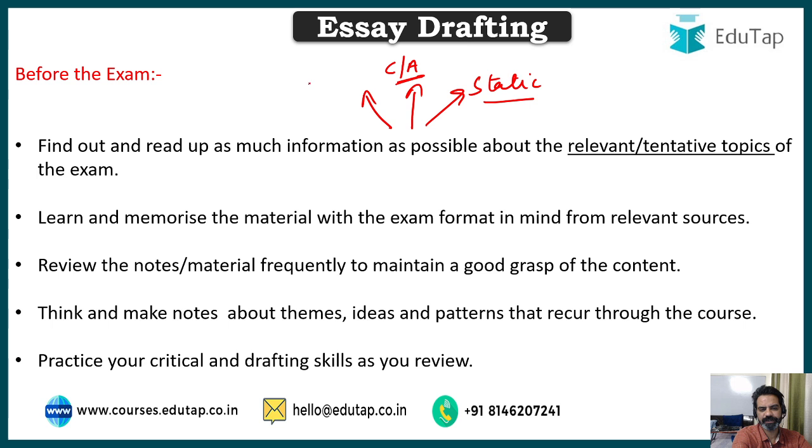And the third vertical is any topic that is based on ARD and ESI. ARD and ESI is agriculture and rural development and economic and social issues. That is the biggest portion that we have to prepare for. I think we can read up a lot in current affairs and we can prepare static on our own. But ARD and ESI has to be prepared properly. So find out and read up as much information as possible about the relevant and tentative topics of the exam.